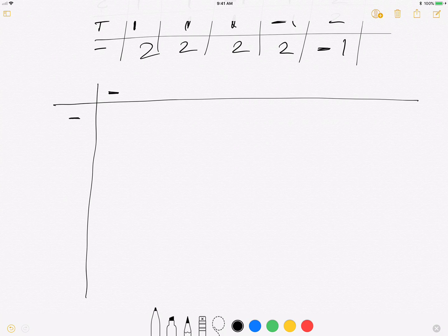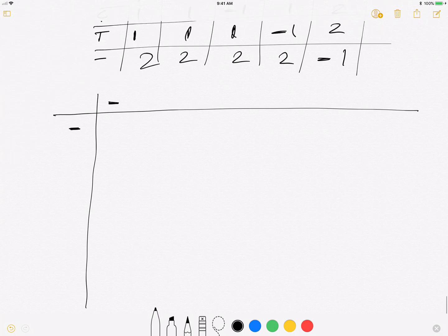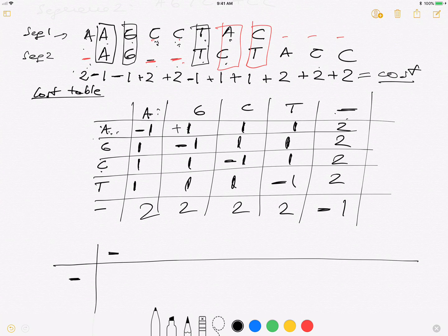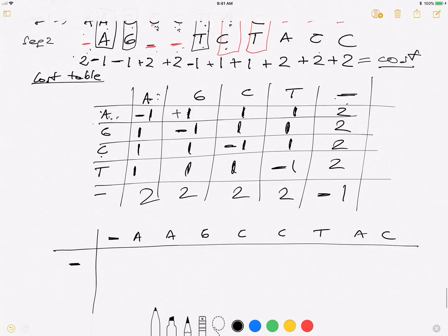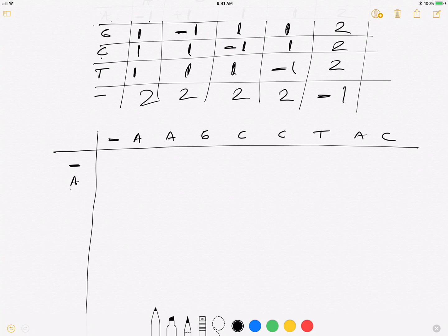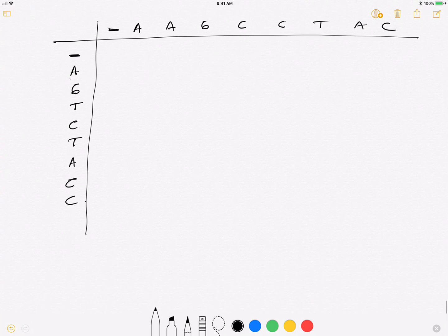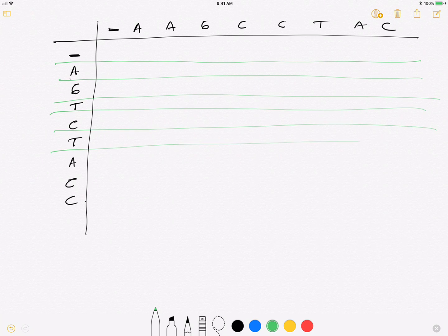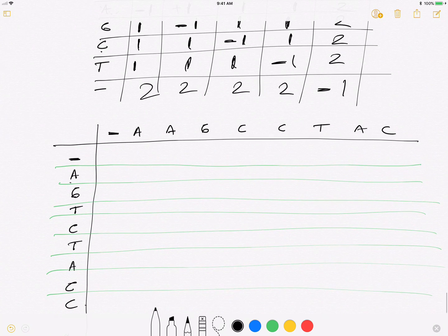First, I would put here symbol for space. And now we need to have the first sequence and the second sequence. So let's put here the first sequence, which is A, G, C, C, T, A, C. And let's put here the second sequence, which is A, G, T, C, T, A, C, C. So this is my nice big table. I will start populating this table gradually. So again, this was sequence 2, and this was sequence 1.